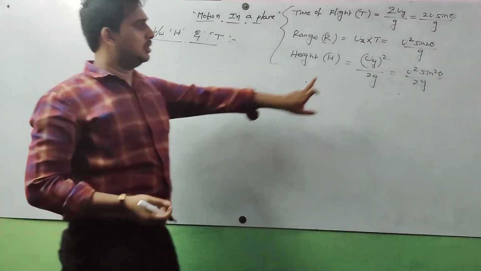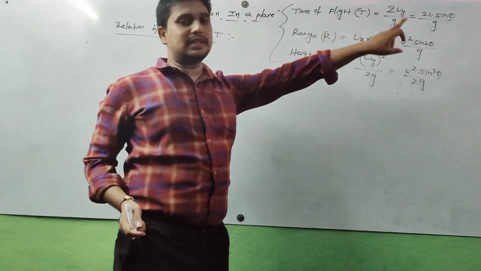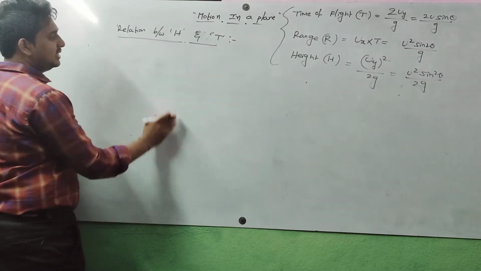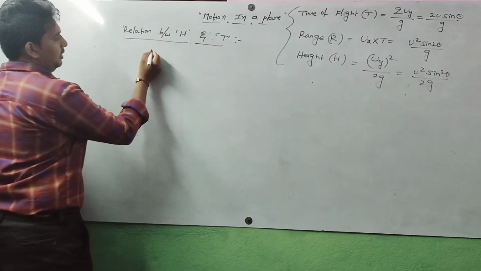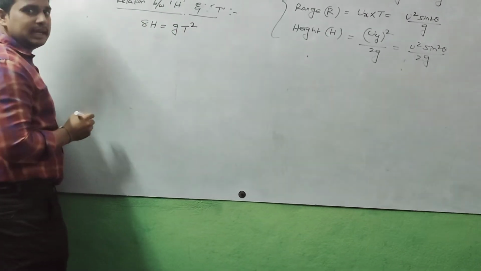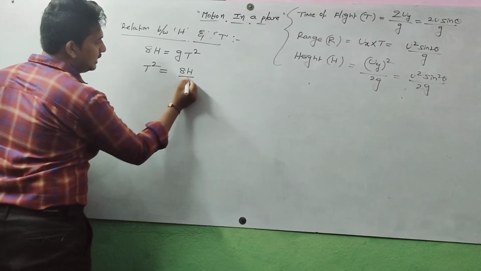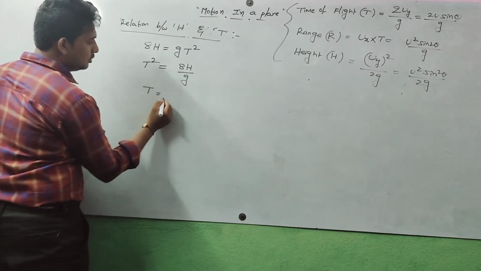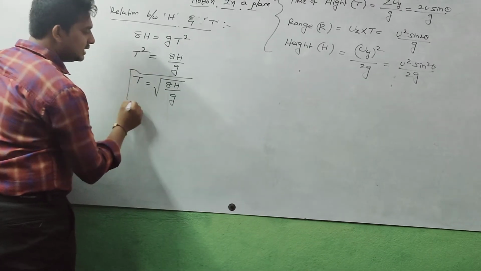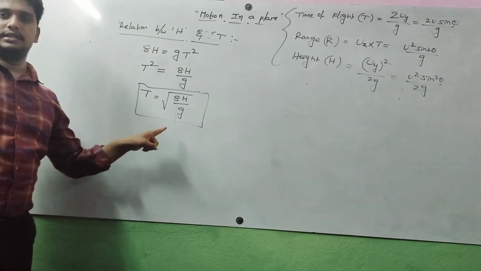Here H means U square sin square theta by 2g. T means 2U sin theta by g. So the relation between H and T is 8h is equal to gt square. That means t square is equal to 8h by g. T is equal to square root of 8h by g. So the relation between h and t is t equal to square root of 8h by g.